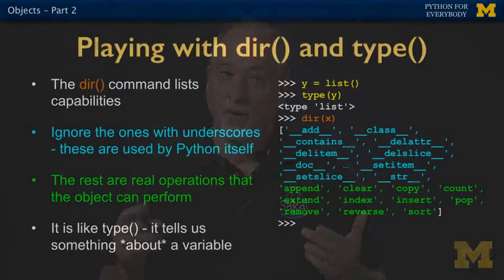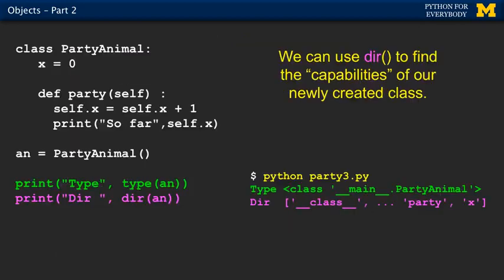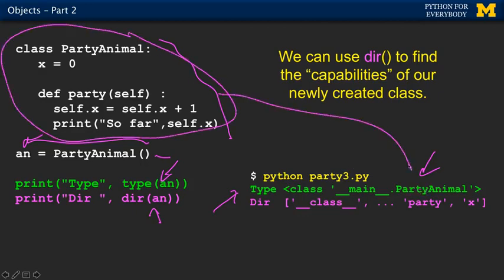Now, like we've shown, the type and the dir tell us what kind of things these are, and the dir tells us what the methods available are. If we take a look at the thing we just created, so class PartyAnimal, and we make a new PartyAnimal and assign it into an, and we say, hey, what is the type of an and what are the methods that are available in an? It will basically say an is of type class main.PartyAnimal. That's what it is. And so it says that's the kind of thing that this is. The template from which we created an is this template right here. And so it knows that and remembers that.